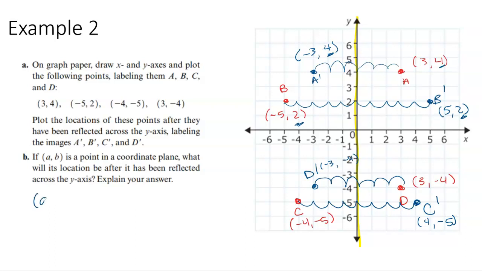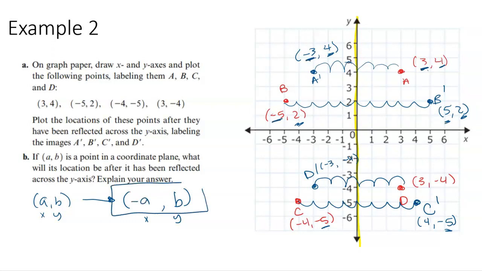So if it was (a, b), after the reflection, I know that the y value, remember this is (x, y), is going to stay the same, right? What changes is the x value. It changes sign. If it was positive, it becomes negative. If it was negative, it becomes positive. So (a, b) becomes (-a, b).